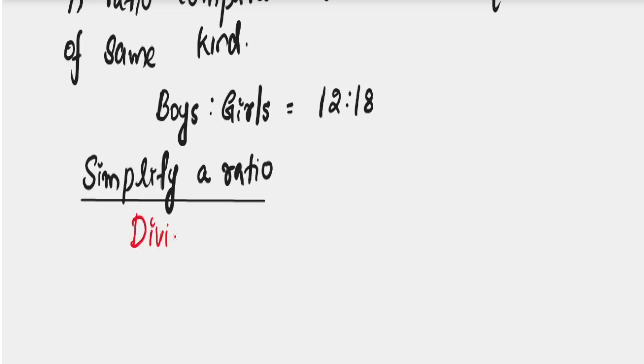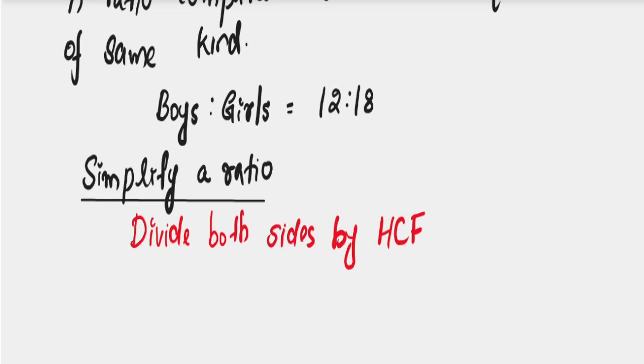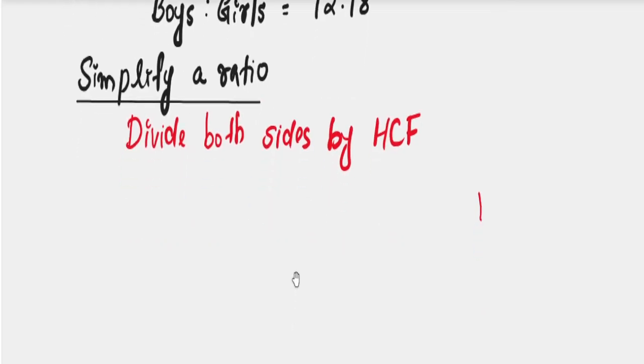Divide both sides by the highest common factor, or HCF. Now, how will you find the HCF of two numbers? To find the HCF of 12 and 18, first we'll find the HCF of 12 and 18.